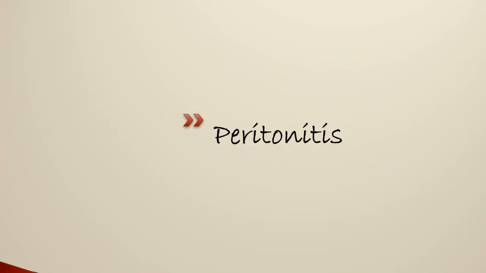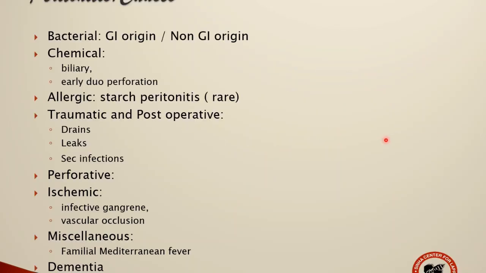So we'll be talking about peritonitis. Now, if you look at the cause of peritonitis, the most common, of course, is the bacterial, which could be of gastrointestinal origin or non-gastrointestinal origin. Number two, it could be a chemical peritonitis, for example, if there has been a leakage of bile or if there has been a perforation of the duodenum.